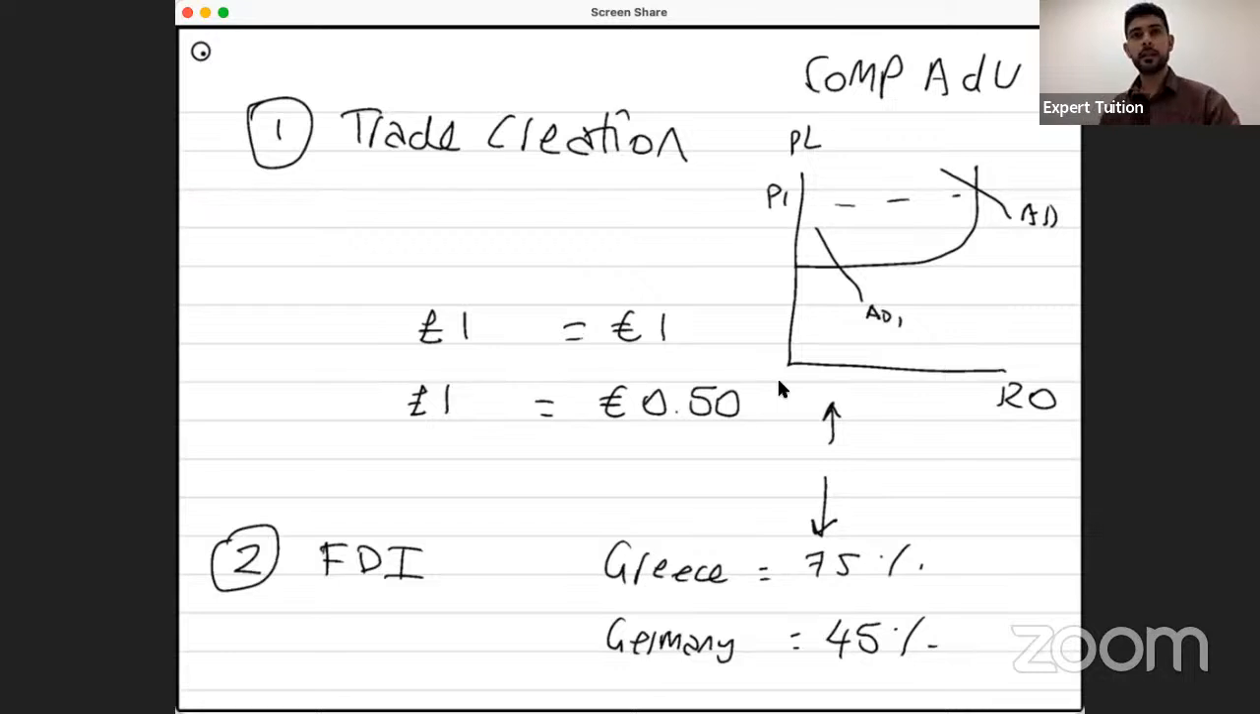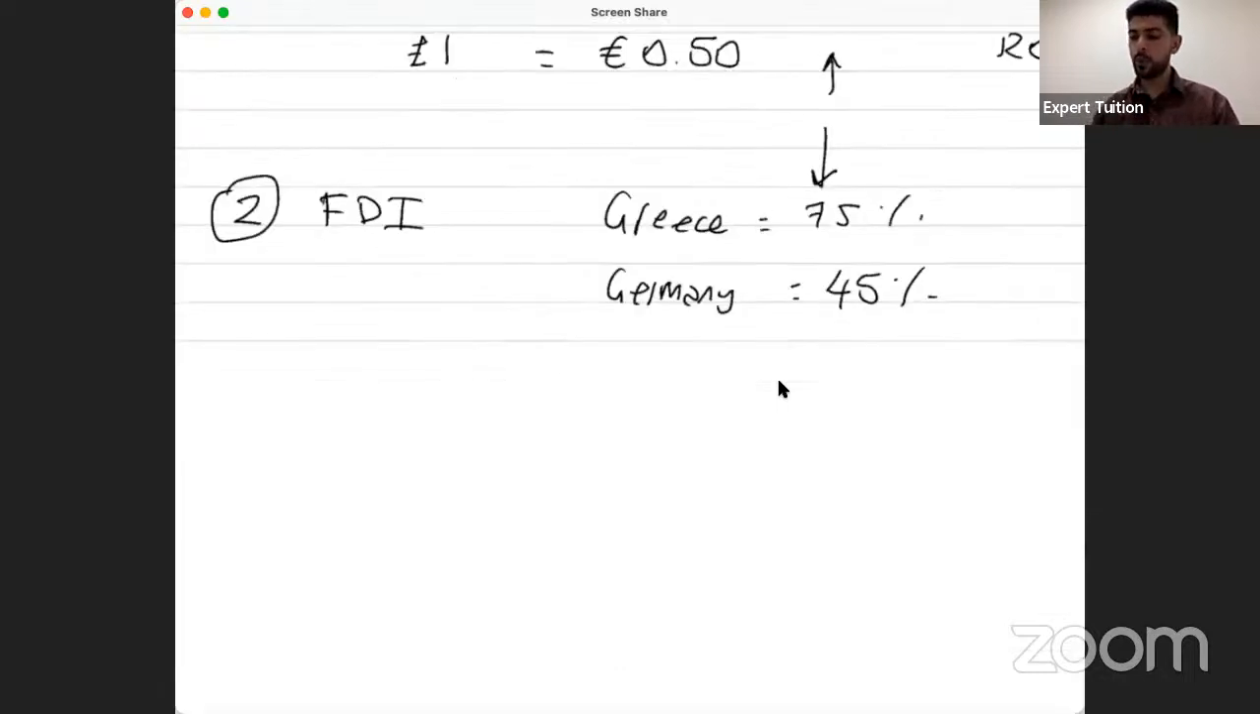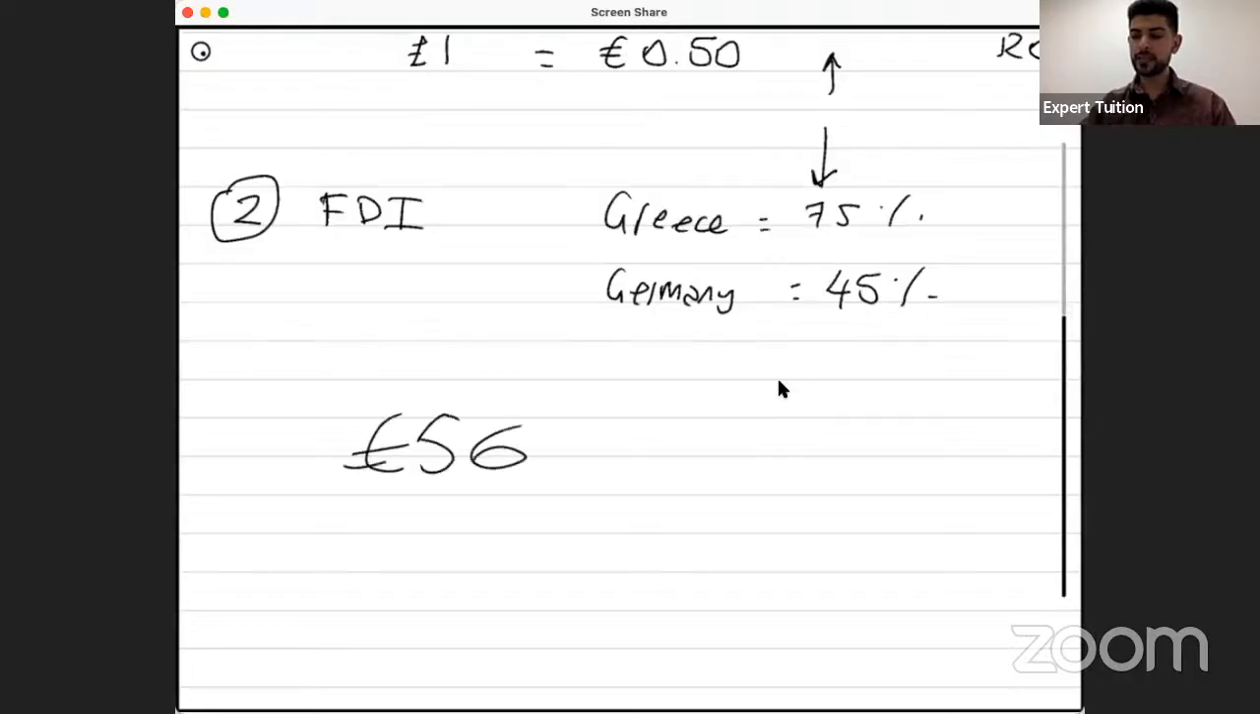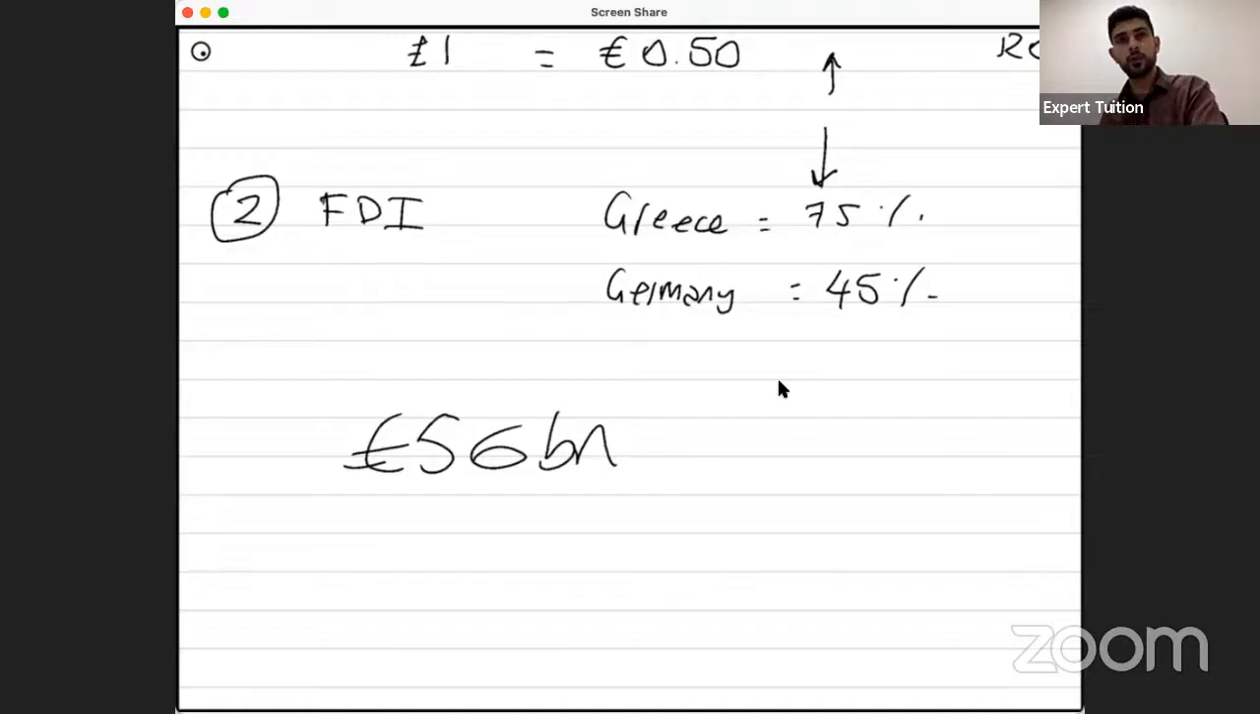You know what the estimate is in terms of how much Germany has paid towards Greek bailouts? The estimate is a whopping 56 billion euros that Germany has contributed to the Greek bailouts. That is huge. France, by the way, 42 billion. These are massive numbers. We're not talking small numbers here.